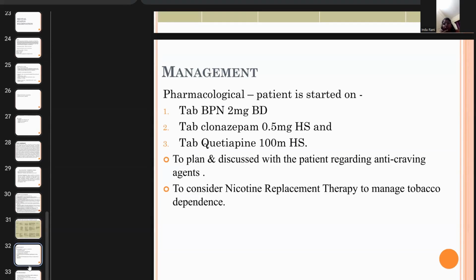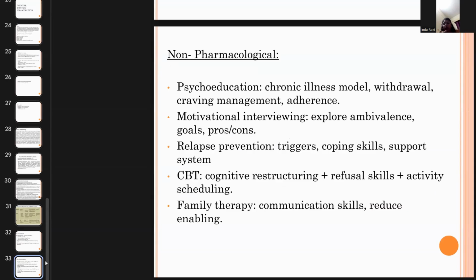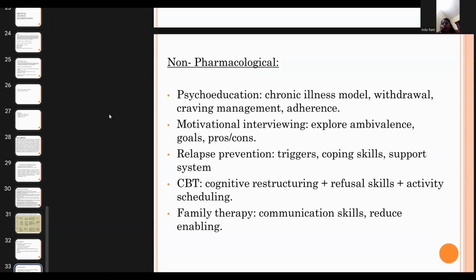Currently, he's on management. He is on tablet buprenorphine 2 mg BD and clonazepam 0.5 mg at HS. For pharmacological, I want to discuss the prevention. What can we do to enhance the motivation more, or to make the patient adhere to the treatment?